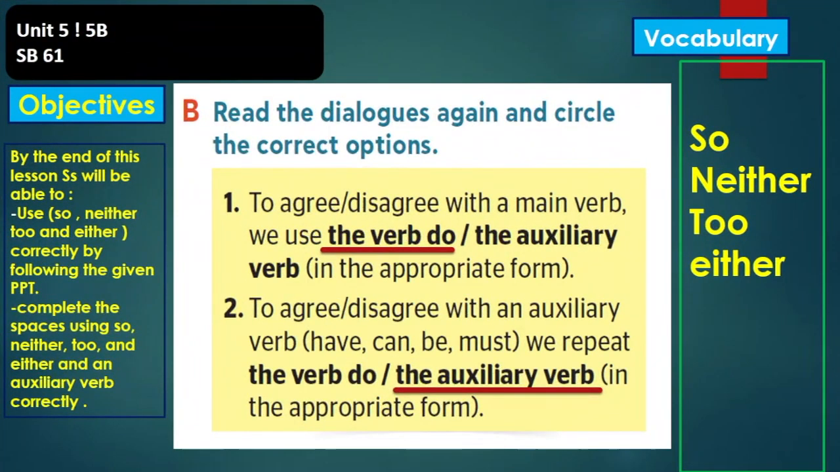Now, read the dialogue again and circle the correct answer. To agree or disagree with the main verb, we use, yes, the verb do in the appropriate form. Okay, to agree or disagree with an auxiliary verb, have, can, be, we repeat the verb, or we use the auxiliary verb. Definitely we use the auxiliary verb in the appropriate form.